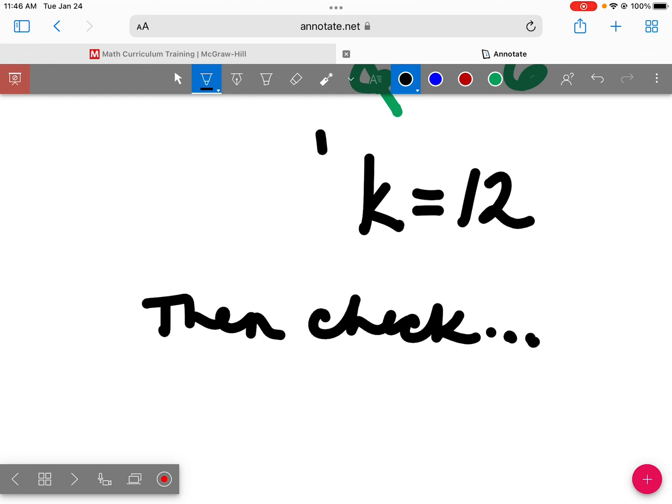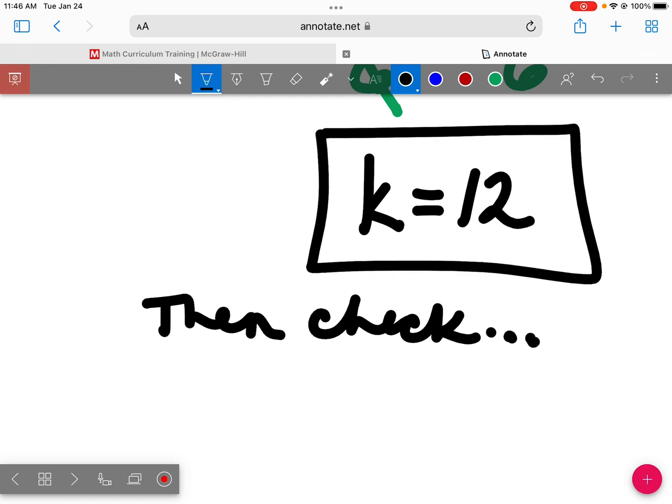I'm going to skip the check on this one because I want to make sure that we get through all the examples before the bell rings to end us for class. So you would still then need to go on and check.